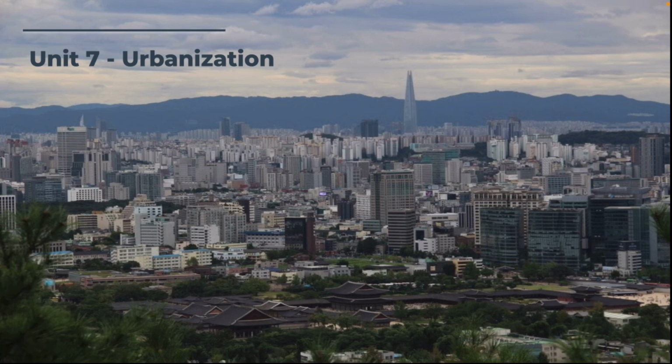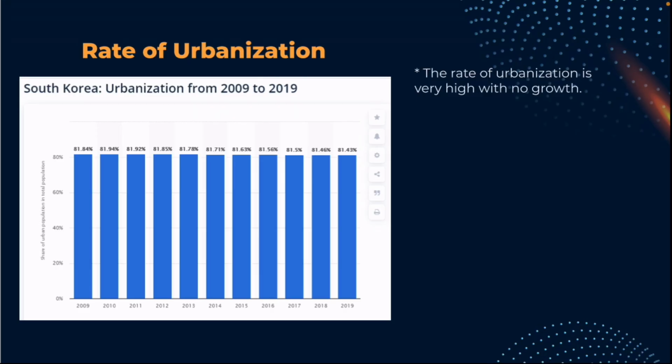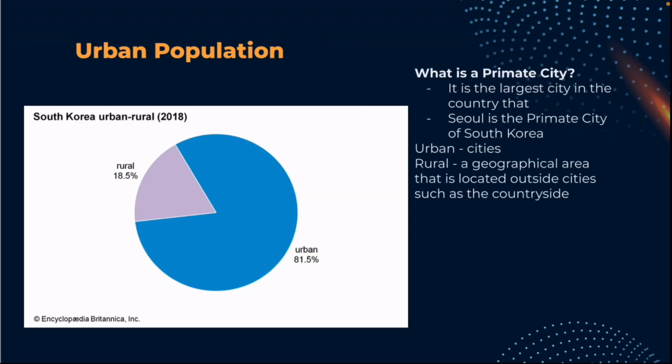Now on to our last unit of urbanization. So we start with the rate of urbanization, which is very high with no growth and decrease, and it's been like that for the past 20 years. Moving on to urban population. Looking at the graph, we see that between the urban and rural populations, there's a large difference.